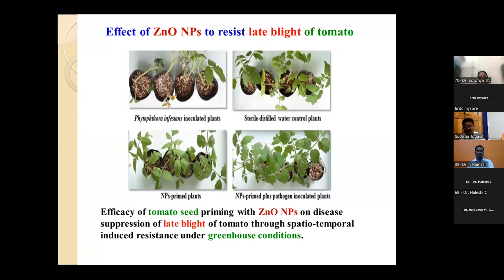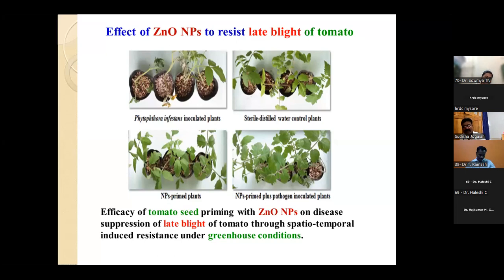I was talking about the systemic nature of the zinc oxide. So how to prove that? We inoculated the pathogen at a spatiotemporal level. That means we grow the seedlings and inoculate the pathogen at different day intervals: 1 day, 3 days, 5 days, 7 days, 9 days. So it's a gap of about 10 days, and we inoculate the pathogen. That means the pathogen is continuously putting the plant under stress.